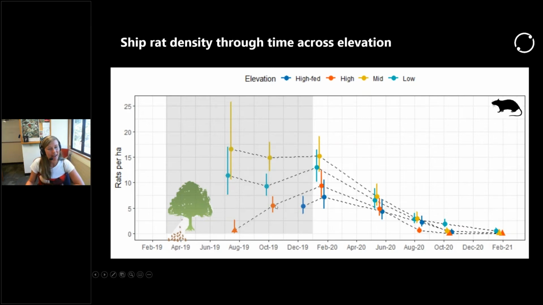But things had changed by the time we came back in the spring, 3 months later. So by then we had rats at about 6 rats per hectare at high elevation. And then pretty much all the populations either kept stable or increased right up until the summer post-mast, the summer of 2020. And after that peaking period, they all declined quite rapidly until they reached almost zero density by February 2021. We were only really detecting rats on the low and the mid-grid by this time.